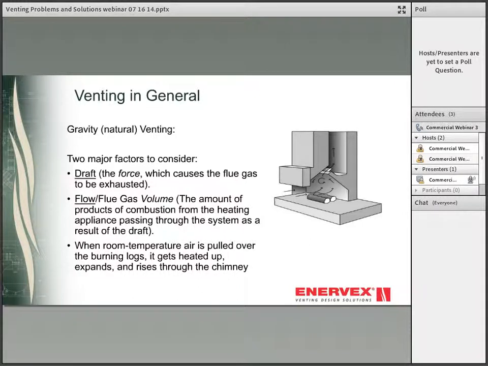Draft is the force which causes the flue gases to be exhausted. The flue gas volume is the amount of products of combustion from the heating appliance passing through the system as a result of the draft.